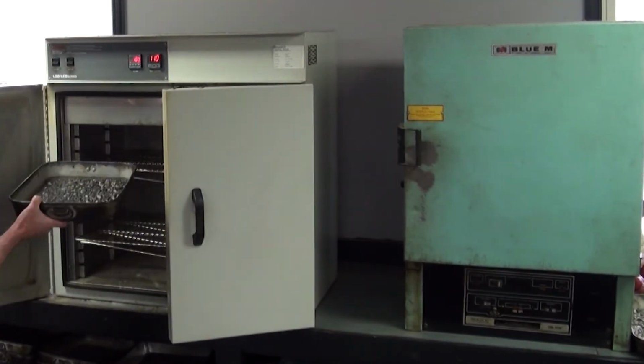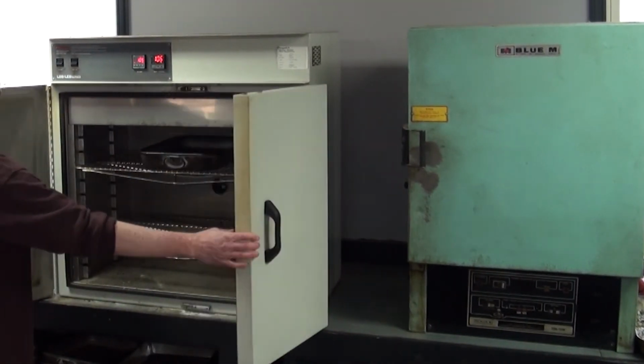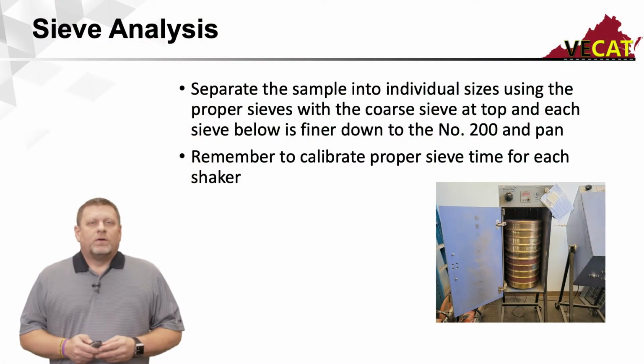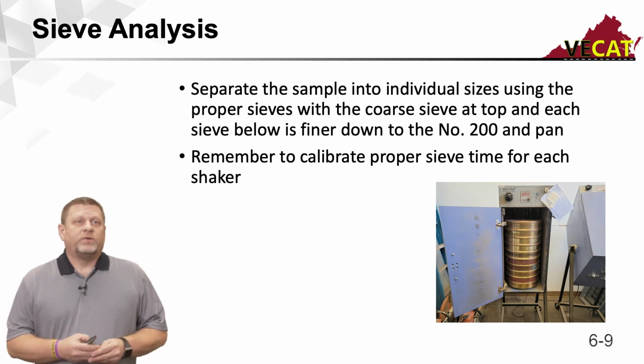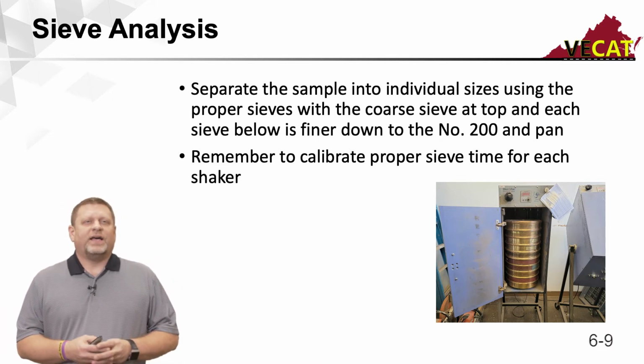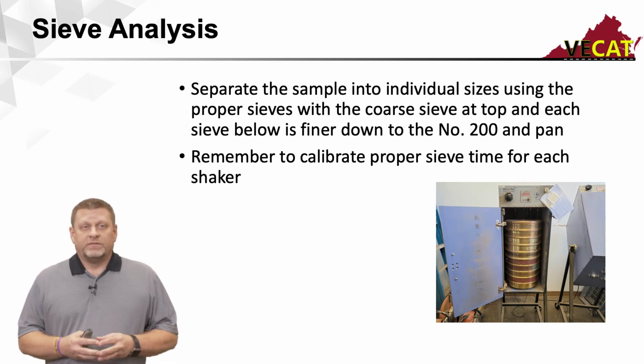There it is, spread out nicely. And he's going to place it in the oven to dry. All right, once this sample's dried, he's ready to do a sieve analysis. Basically, a sieve analysis is what happens when you separate your gradation sample into individual sizes using proper sieves.